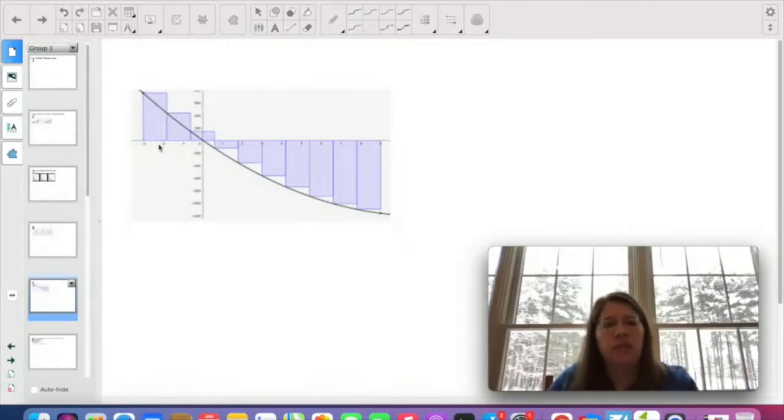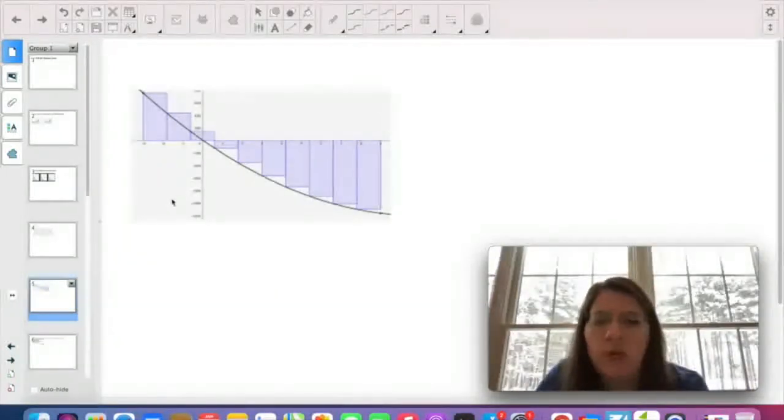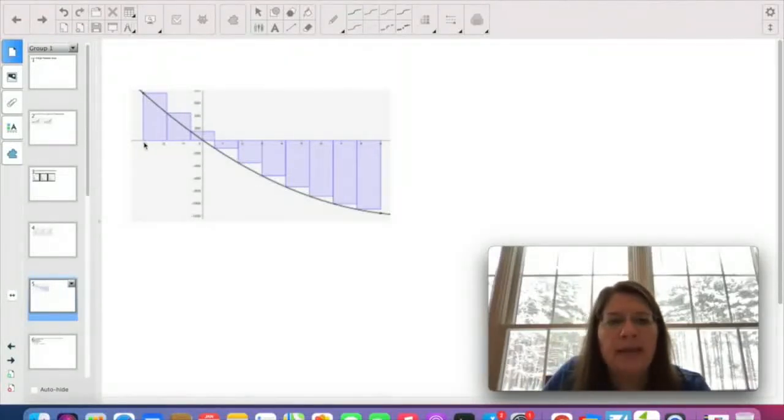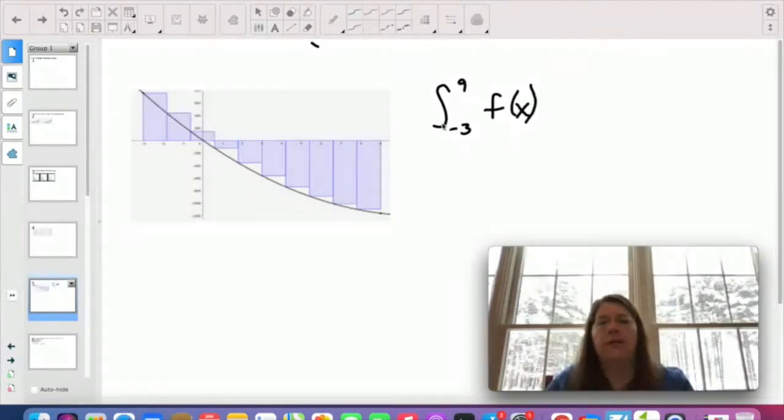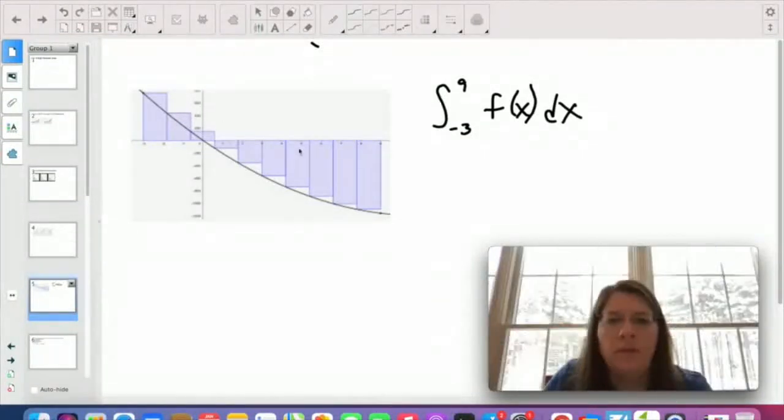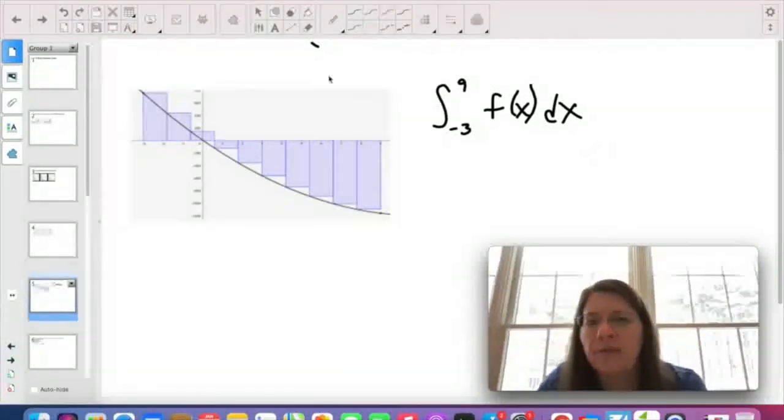So if you look at this one, another thing we need to understand is how to write our integrals for this. This one is going from -3 to 9. So my interval goes from -3 to 9. If I call the curve my f of x, I would have the integral going from -3 to 9 of f of x. And then remember, the thickness of each rectangle is called dx. So that would be the notation for the area under the curve from -3 to 9.